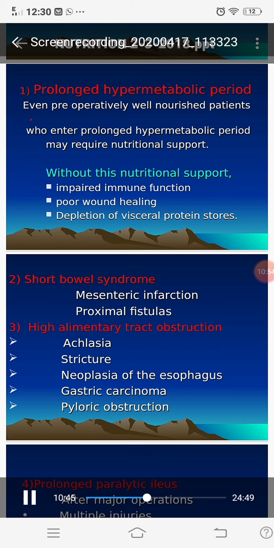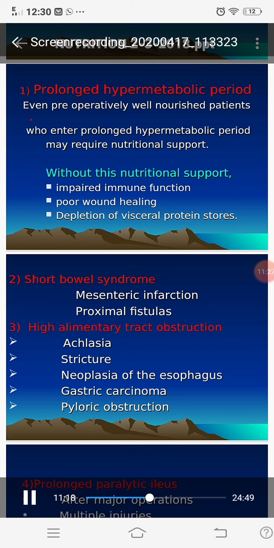In mesenteric infarction, for example, the infarction of the superior mesenteric artery, a large length of the small bowel will be lost. In proximal fistulas, again, there is loss of fluids, electrolytes, and proteins, and carbohydrate and fat reserves are lost. So short bowel syndrome. If we want to know the definition of short bowel syndrome, it is less than 150 centimeter of the gut remaining, less than 100 centimeter as shown by some books.